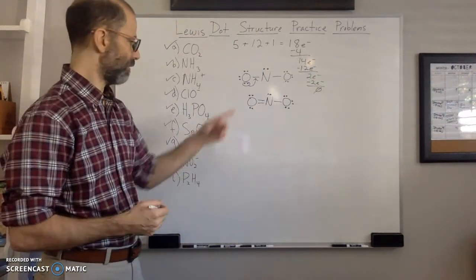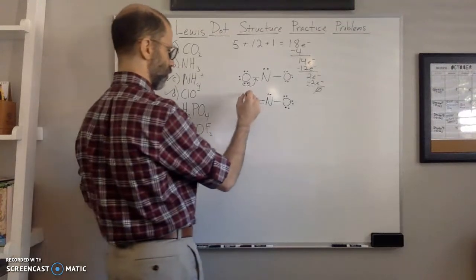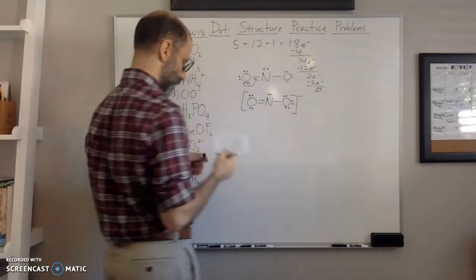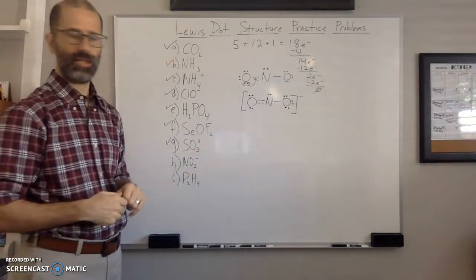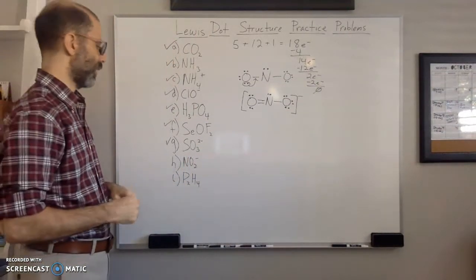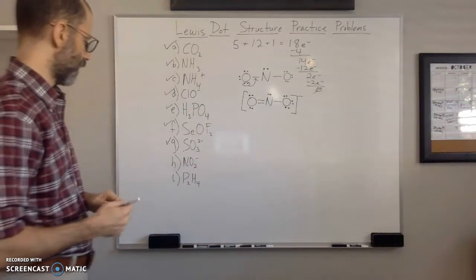So again, oh, and then we have negative charge there. So we need to make sure we put our square brackets and the negative charge. So that's the Lewis dot structure for NO2 minus for the nitrite ion.